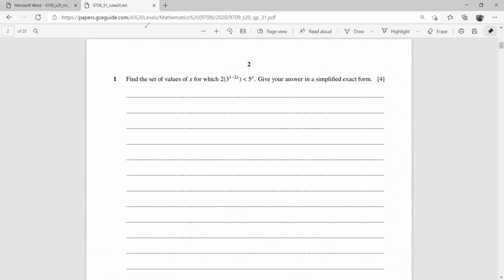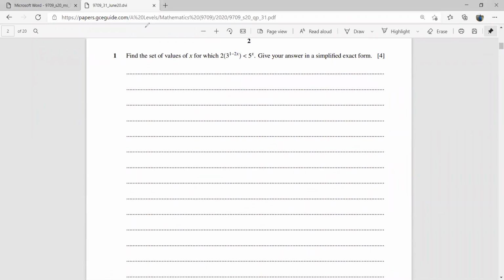First question: find the set of values of x for which this inequality holds. Give your answer in a simplified exact form. This is a very dangerous thing. You have to give your answer in exact form. There are two ways of doing it: one for the people who are really good at logarithms, and secondly, for the ones who are good at indices. So I'll be doing it with both methods.